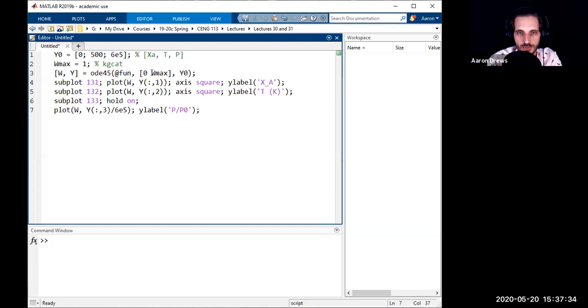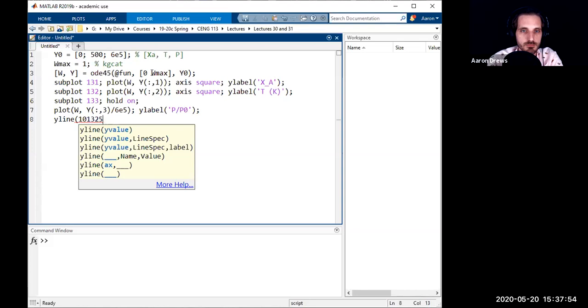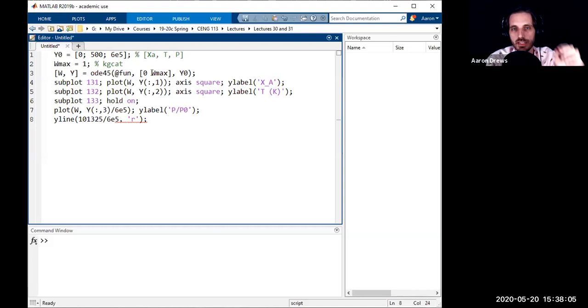And then we want to add a line. Remember, we were talking about the importance of atmospheric pressure in Monday's class. So we're going to add a line at atmospheric pressure. Atmospheric pressure in units of pascals is 101,325. But remember, we're plotting pressure over P naught. And so I'm going to divide that by 6e to the 5 because that's our P naught. So we're going to have a red line on our plot. And that red line will represent atmospheric pressure, but in these normalized units of P over P naught.